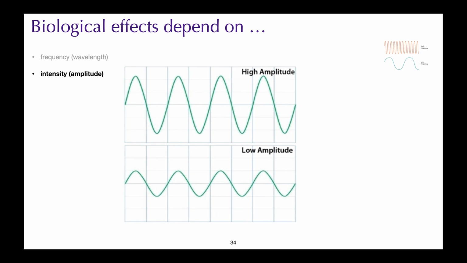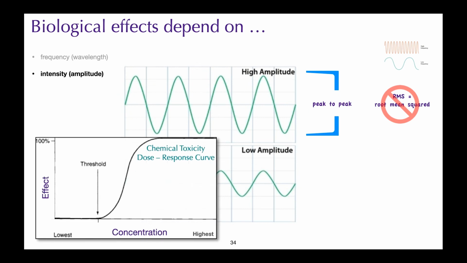Intensity or amplitude is the strength or magnitude of the field. This is equivalent to the concentration of a chemical. This slide shows two waves with low and high amplitude. From a biological perspective, the peak-to-peak magnitude is what is important. However, engineers use root mean squared, which gives a much lower value than peak-to-peak, and thus underestimates the response.